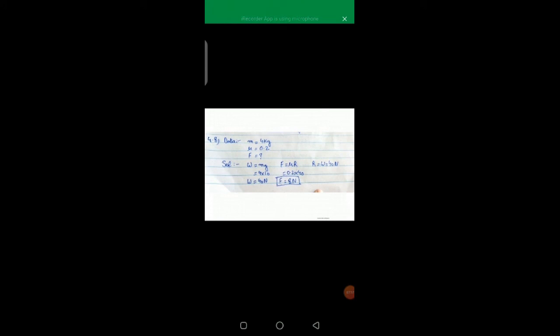These are all the numericals which you have to do in your copies. These all 8 numericals should be done in your copies. Thank you.